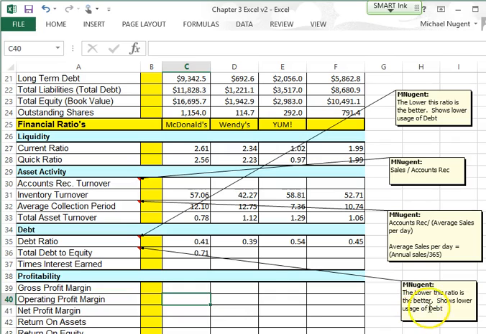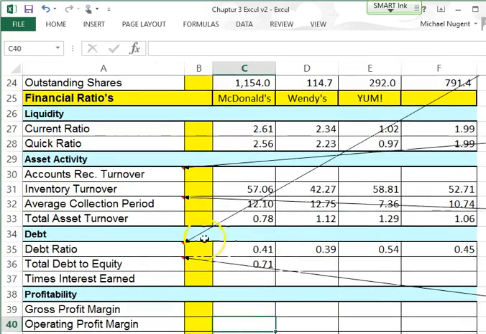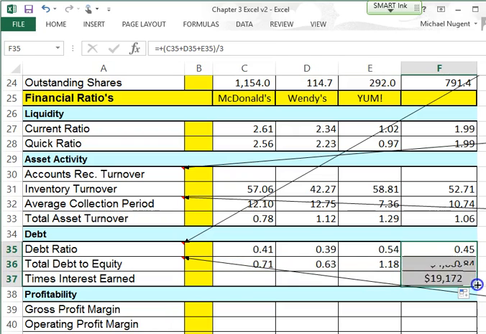So the lower this ratio, I have a little note I left for myself here. The lower this ratio is, the better. Shows lower usage of debt. So McDonald's has, let's see what the other. Okay. So it looks like Wendy's has the lowest. We got 6.3 and you get 1.18. So Wendy's actually has the lowest debt to equity. So it means that the company has the most equity in it compared to its peers.